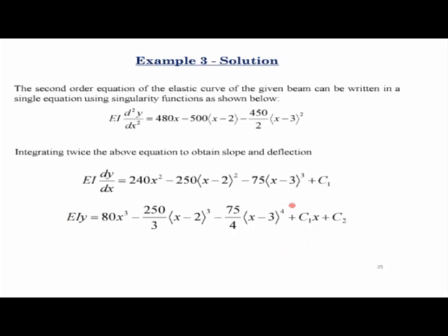So this is the equation of the elastic curve of the beam using the singularity function. Now you see, instead of using three different equations, we have only one equation to represent the elastic curve of the whole beam. All that we are doing is introducing two singularity functions here. One is applicable for x greater than 2, and the other is applicable for x greater than 3. So when x is less than 2, this is not applicable. When x is less than 3, this is not applicable. So now what we have to do is solve for these constants of integration.